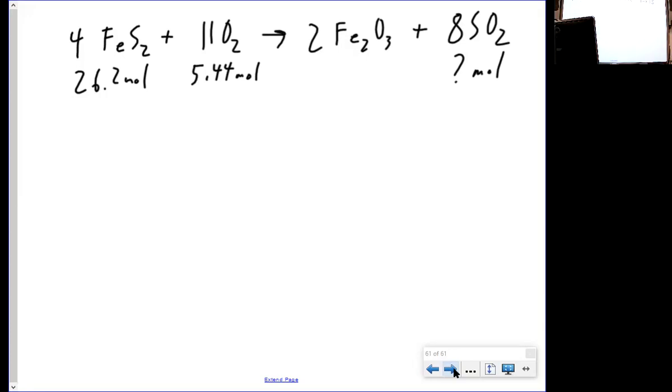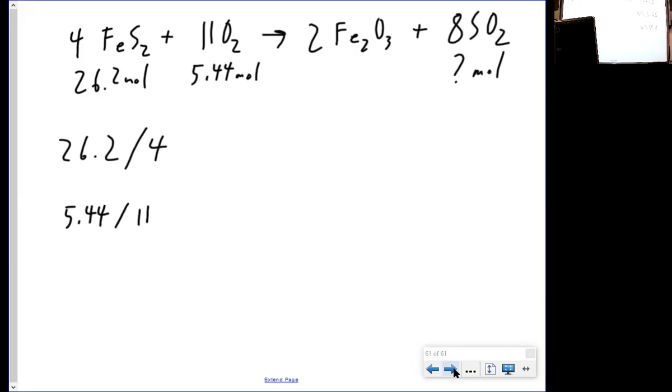Good news. What was the first step that I just wrote down at finding your limiting reactant? Turn it into moles. Good. What's the good news? It's already done for us. So they already changed it to moles for us. So step 1 is done. Step 2 is divide your moles by the coefficient. So 26.2 divided by 4 and 5.44 divided by 11.